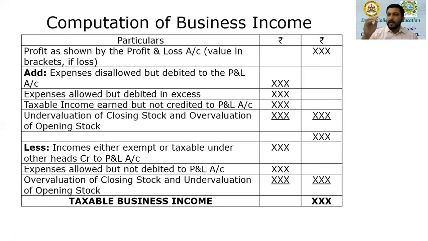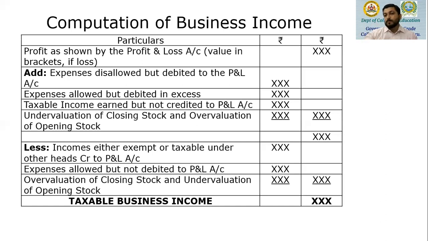For example, dividend from Indian companies is an exempt income for this previous year. Suppose if it is credited, the profit shown would be more. So to correct it, such exempted incomes must be deducted.